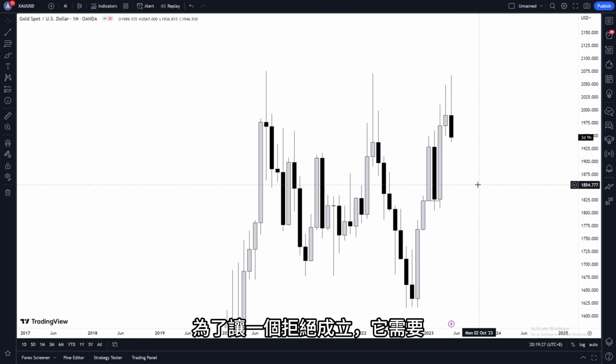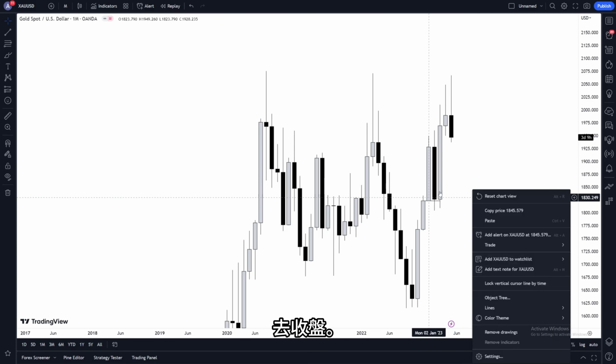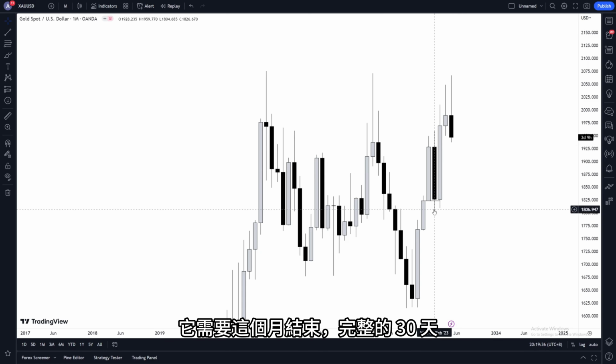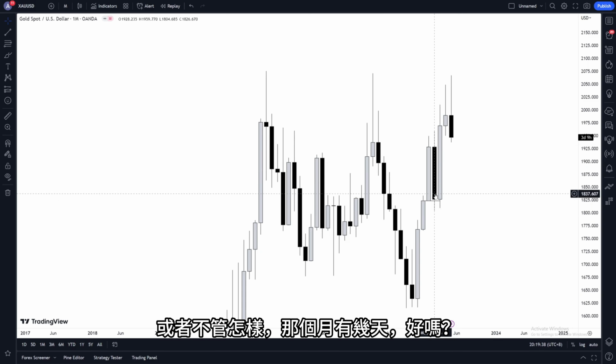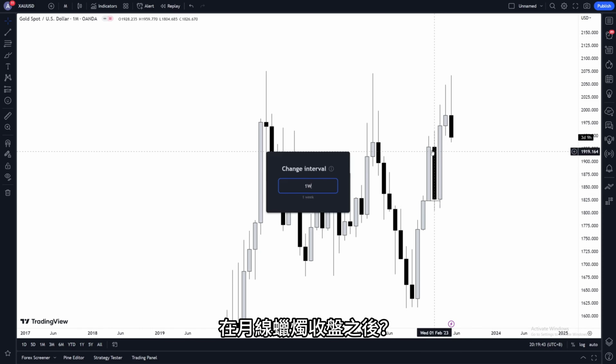Very important. In order for a rejection to be constituted, or concluded, excuse me, it needs the candle to close. It needs this month to end, the full 30 days or however many days that month has. Okay, so very simple. Monthly came down, monthly rejected monthly. Then what do you do after the monthly candle closes?